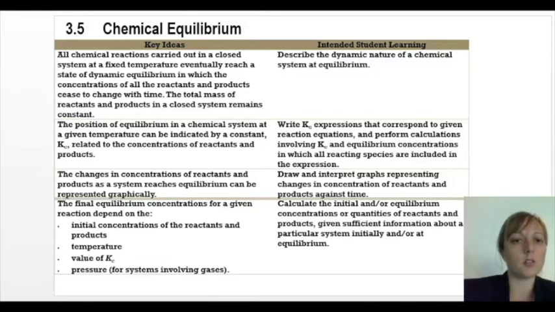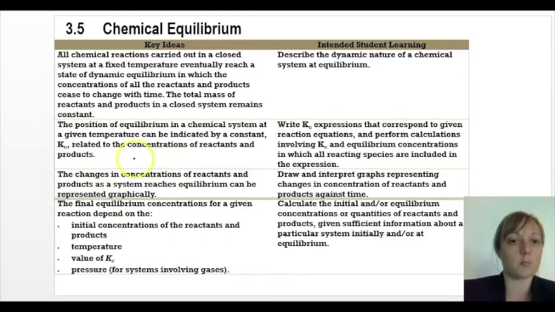So we use the word dynamic, which means that it's constantly moving. And what that really means is that we're getting the same amount of reactants lost as we are products formed. So it's at a point where nothing's changing in terms of overall amount of reactants and products, but there are constant changes between the reactants and products themselves. So that's what we mean when we say dynamic.